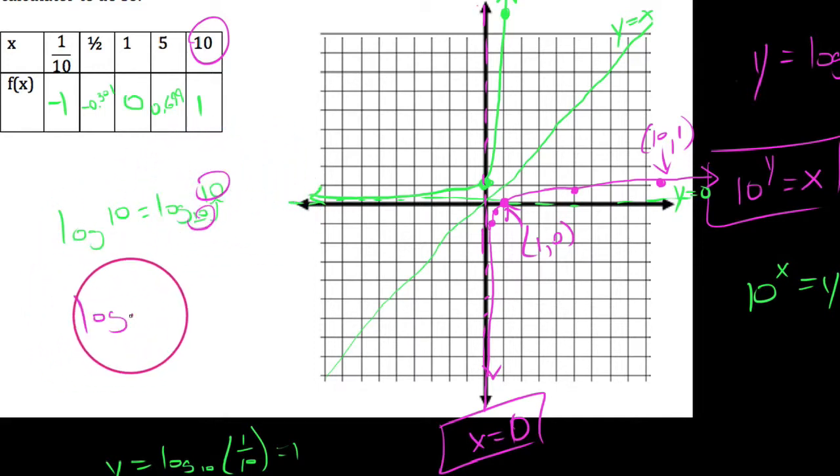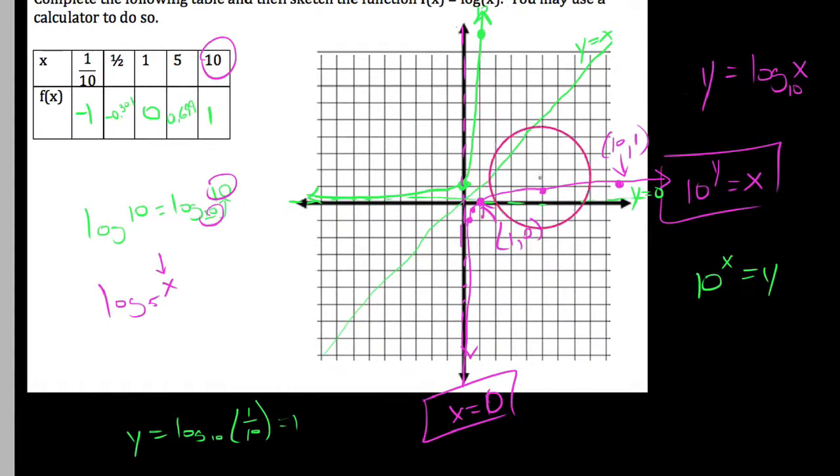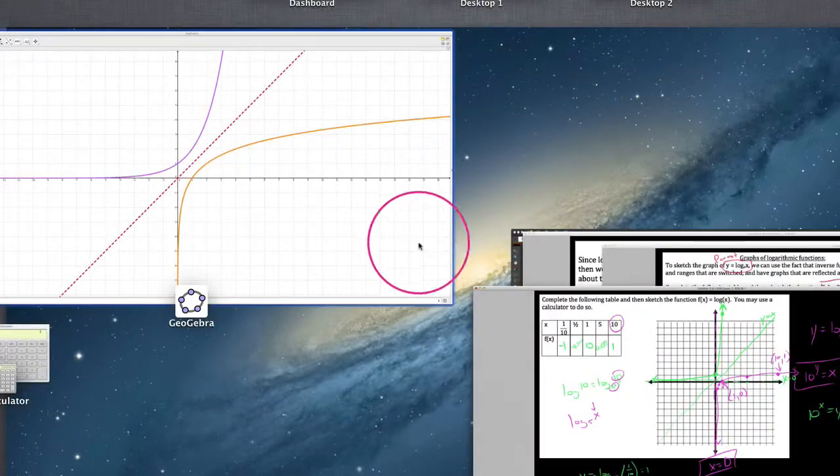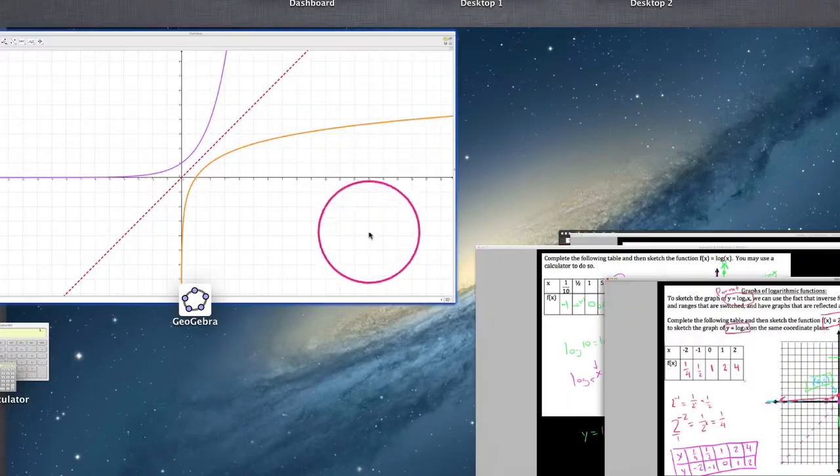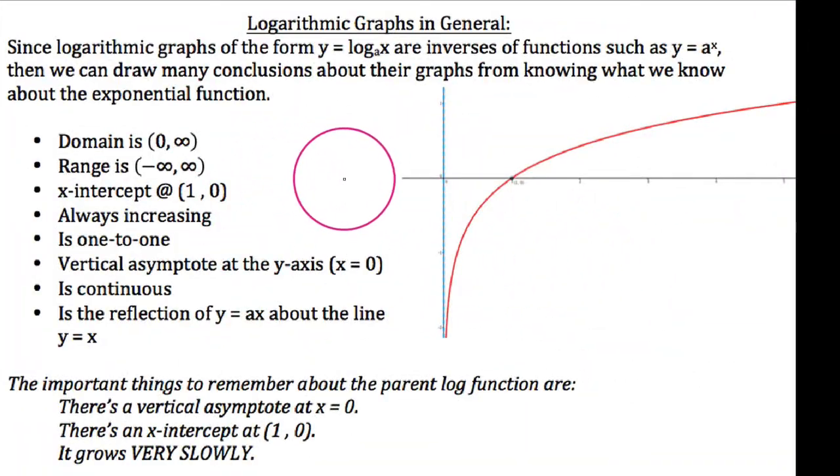So in other words, if I had been doing log base 5 of x, then what I know is this: when I plug in a 5 right here, I would have a height of 1. But that's another point to memorize. Okay, so here are things about this graph we would like to know in general. Let me pull this up for you here. These are things you'd want to know.